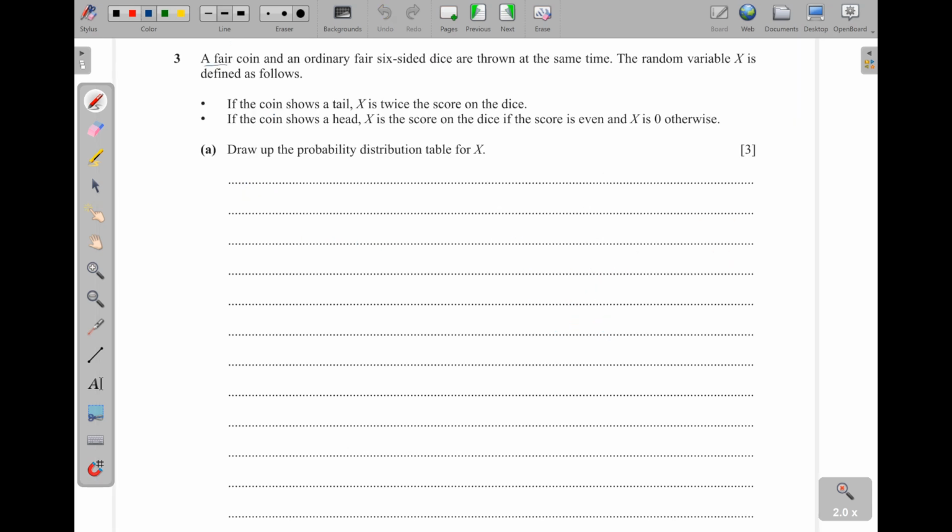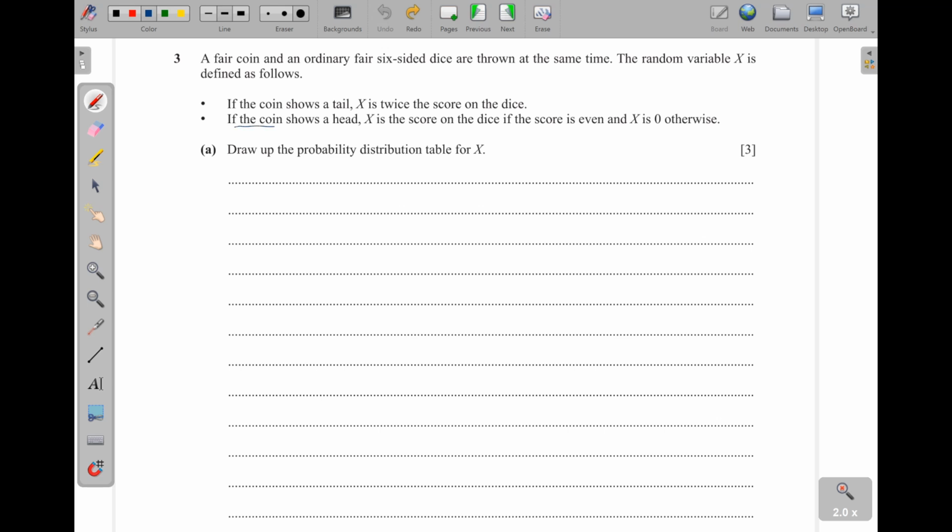Question 3. A fair coin and an ordinary fair six-sided die are thrown at the same time. The random variable X is defined as follows. If the coin shows a tail, X is twice the score on the die. If the coin shows a head, X is the score on the die if the score is even, and X is 0 otherwise. So what do they mean by this second statement here?